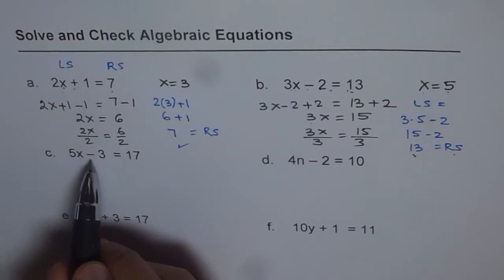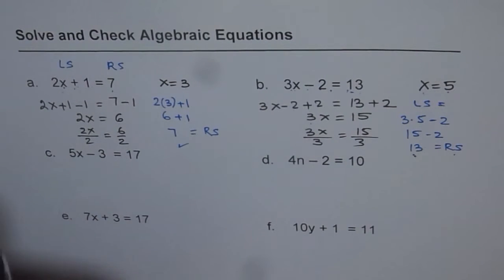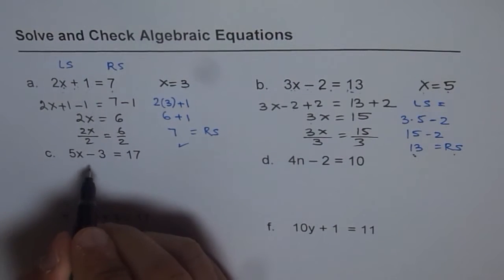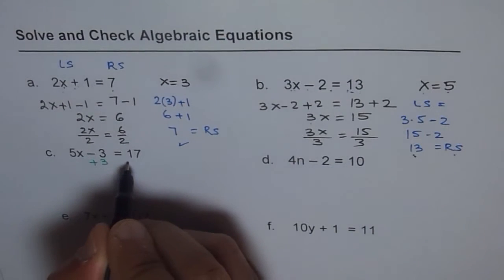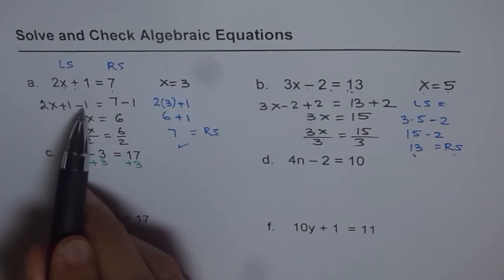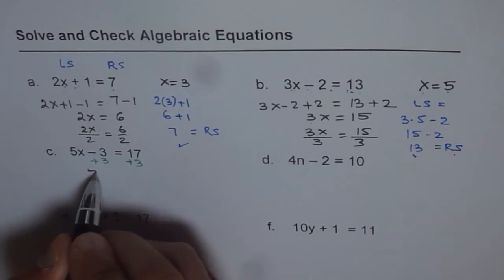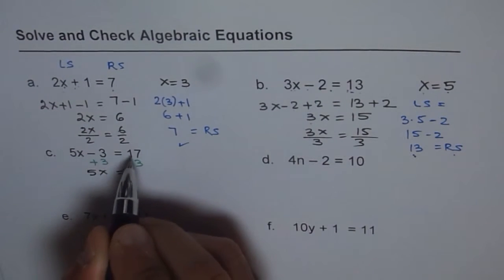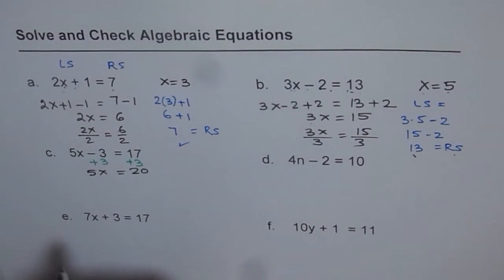We've got 5x minus 3 equals 17 for part C. First step, let's get rid of the minus 3. This time I'll show you a different technique. I will add 3 to both sides, right? If I add 3 to both sides, I get 5x equals 17 plus 3, which is 20, right?